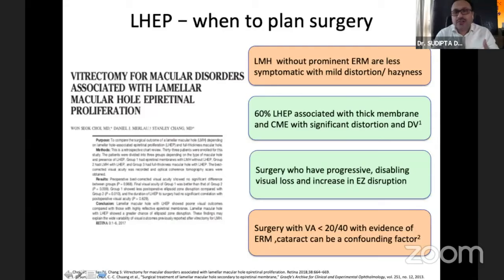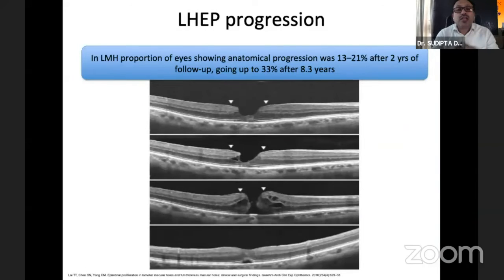So when to plan surgery? Definitely when you have a symptomatic patient with more distortion, LHEP associated with a thick membrane, progressive disabling visual loss, and vision less than 20/40 with evidence of ERM, but cataract should always be considered as a confounding factor. In LHEP progression, if you see this picture serially, there is disruption of the photoreceptor layer. LHEP is shown by the white arrows, very thick and isoreflective, not much gap with the retina, and it has progressed to a full thickness macular hole, with anatomical progression around 20% after 2 years and up to 33% after 8 years.